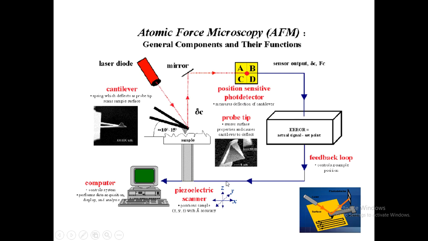Next is the feedback mechanism. The feedback mechanism is used to maintain the tip at a constant height above the sample. A piezoelectric scanner is used, which moves the sample under the tip in a raster pattern. The computer system that drives the scanner measures the data and converts it into an image. The purpose of using AFM is to generate an accurate topographic map of the surface features.